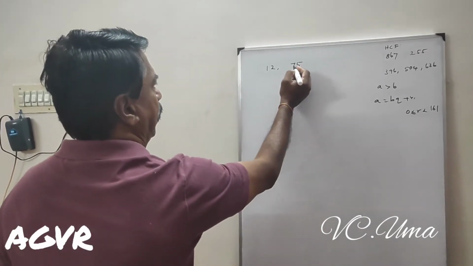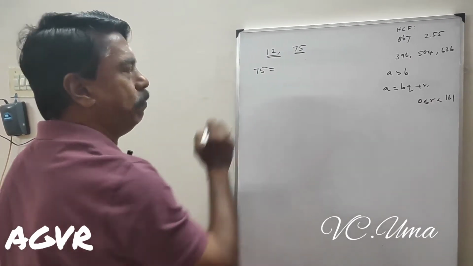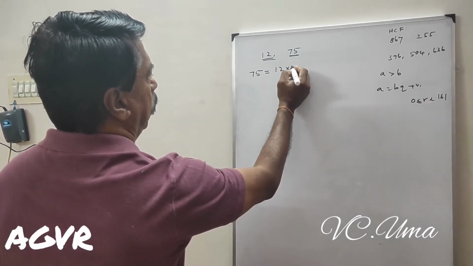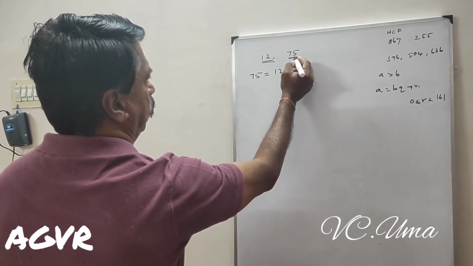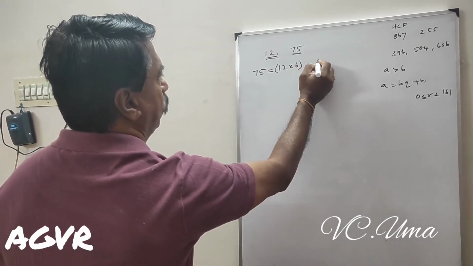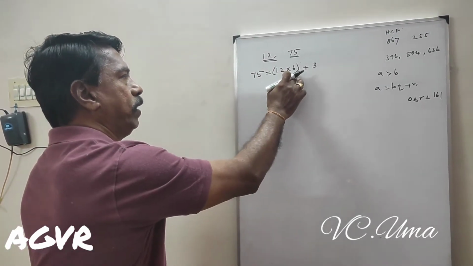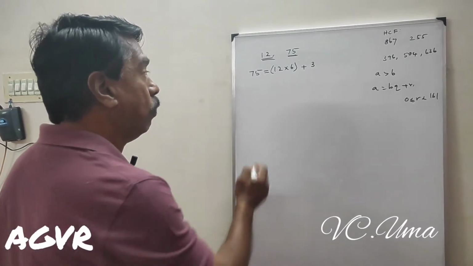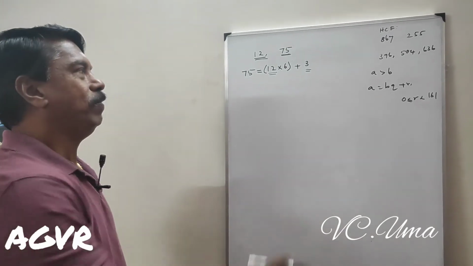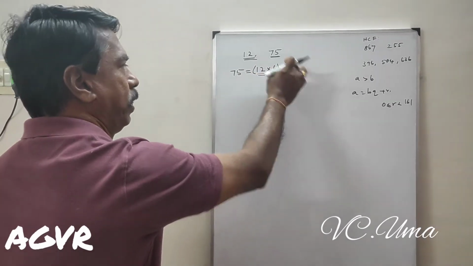First step: here 75 is greater than 12, therefore a is 75. Using the division lemma, we write 75 as 12 into, how many times will 12 go there? 6 times. 6 twelves are 72 and the remainder is 3. So when it is divided by 12, the quotient is 6 and the remainder is 3. Now we take this b, the 12, and the remainder. 12 will always be greater than the remainder.